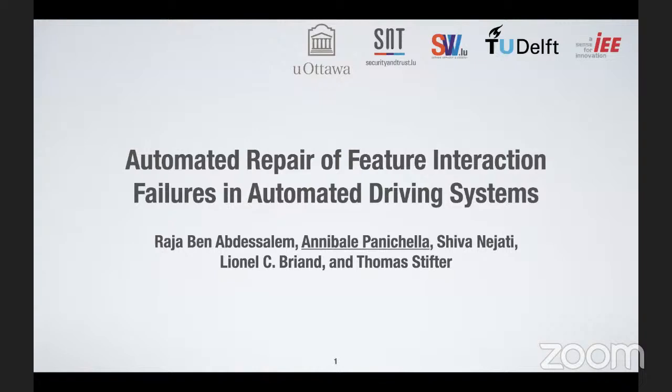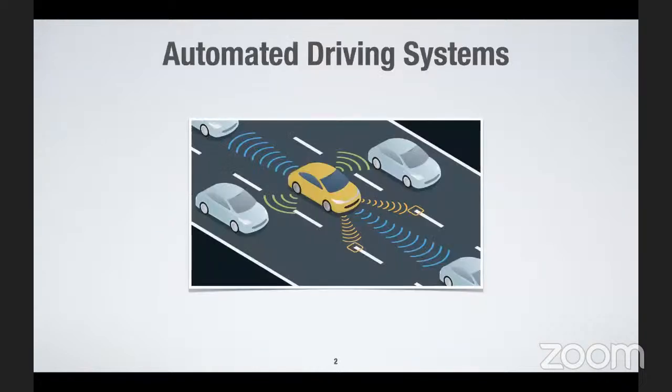So moving to the context, what we're talking about here is self-driving cars. I think everybody knows the context, but just to be sure that everybody is on the same page, let me give you a quick summary. Automated driving systems are cyber-physical systems with both hardware and software components. And more importantly, these hardware sensors are in there to understand what's going on in the surroundings of the car.